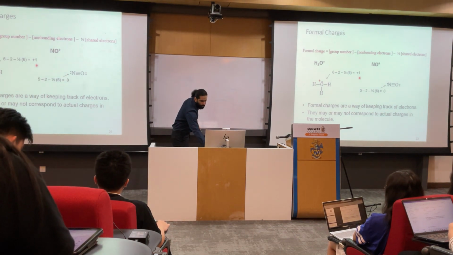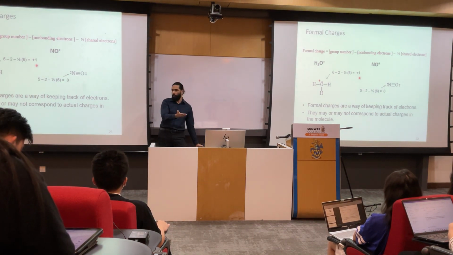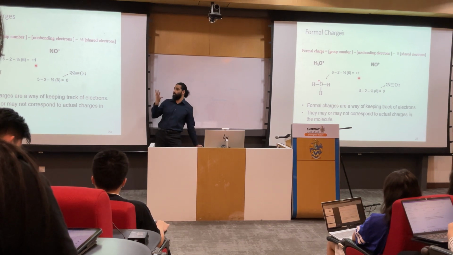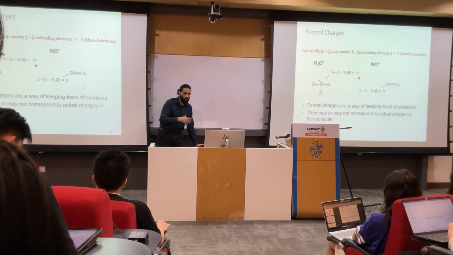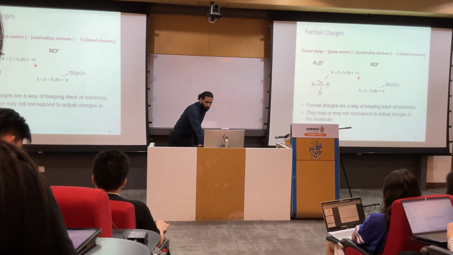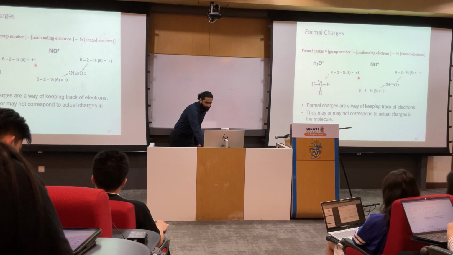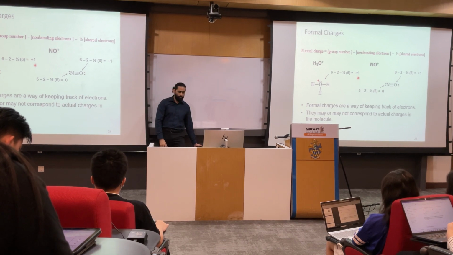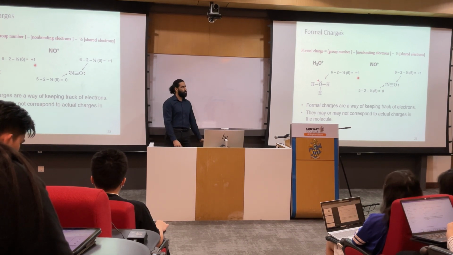So for nitrogen, here we go. We put all the numbers there. Nitrogen is from group 5. Then there is one lone pair, so 2, and then 3 bonds there, so 6 shared electrons. The formal charge of nitrogen is 0, and then on oxygen it is +1. Right? Makes sense, right?